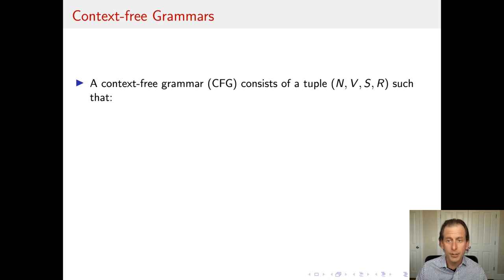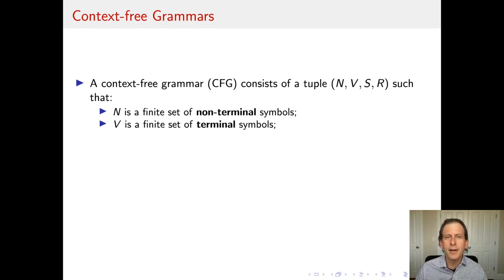A context-free grammar consists of a tuple with the following components and characteristics. First, we have a finite set of non-terminal symbols, N. We have another finite set of symbols, which are terminal symbols. We'll call that V. There's a designated symbol in the set of non-terminal symbols, which is what we call the start symbol, which is going to correspond to the highest level of organization of whatever word sequence we're describing.